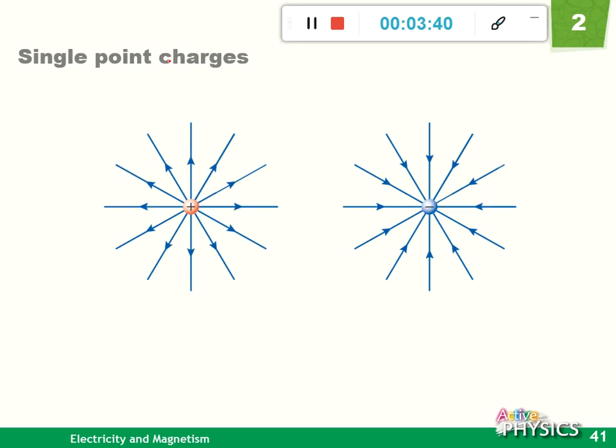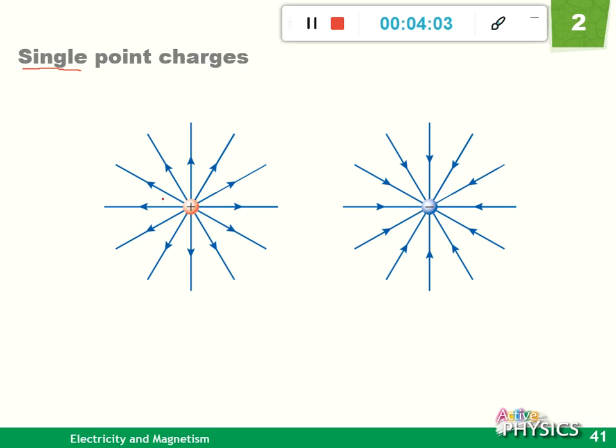In this session, the field patterns usually will be formed by a point charge like that. A single point charge. It means that in the universe, there is only one charge. Then this charge will have an electric field. This field pattern will extend to infinity.